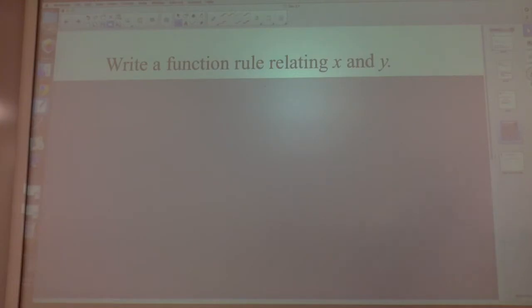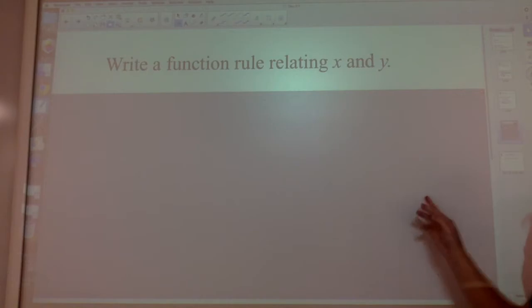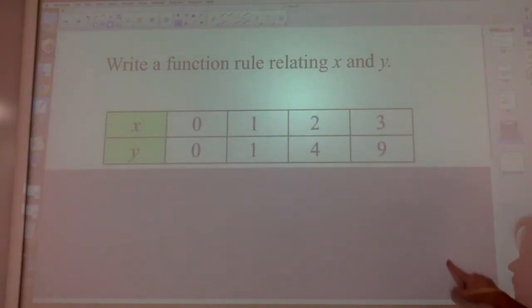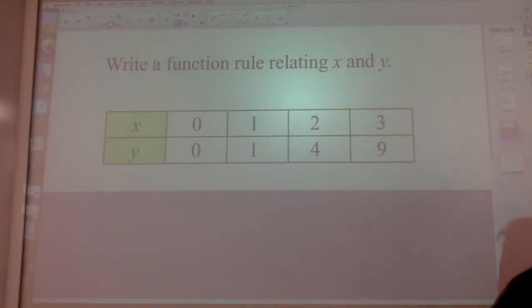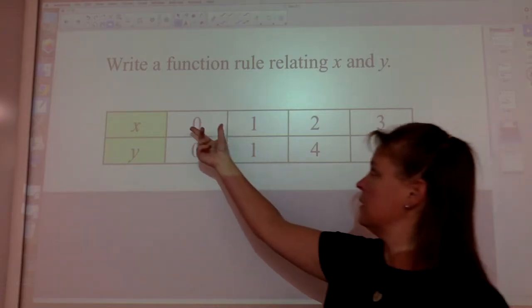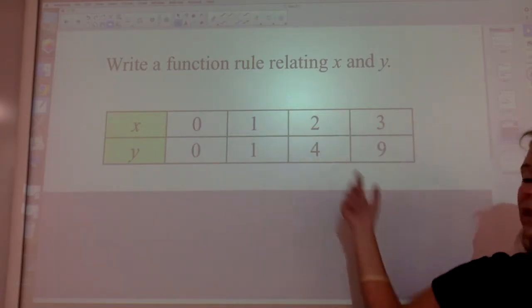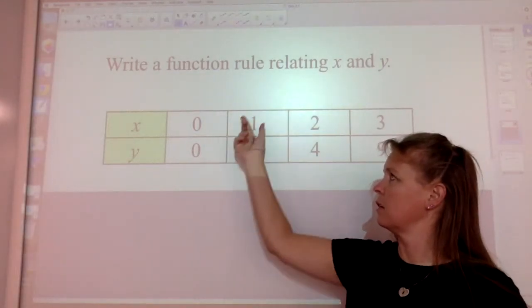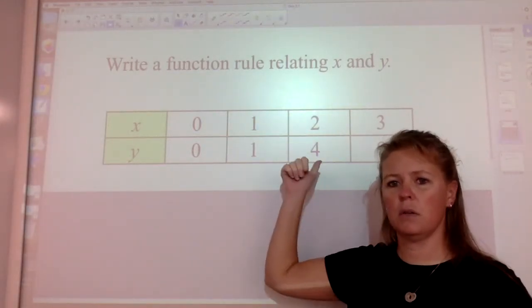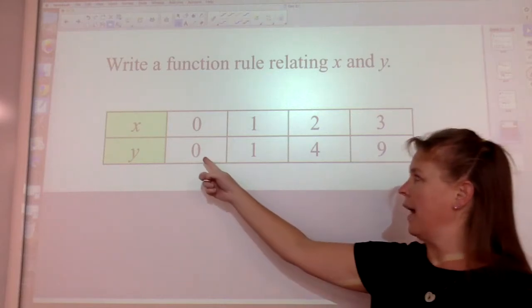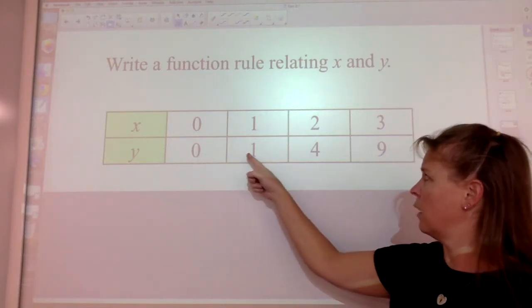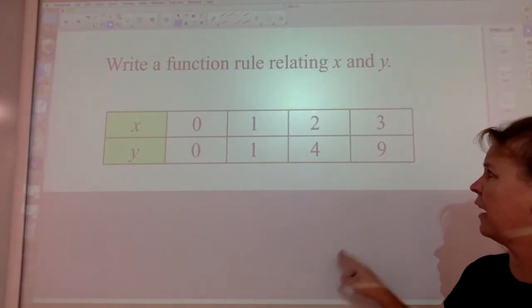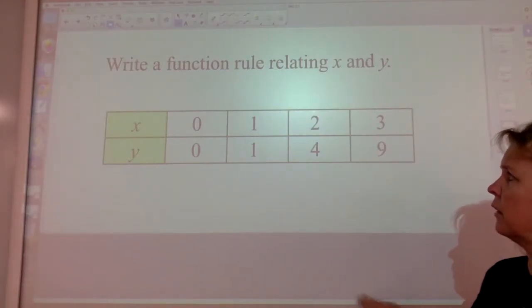Next up, along with conjectures, we're going to write a function rule. So we're going to tie this back into algebra. We do that quite often. Relating x and y. Here's your x and y. We have to try to figure out what happened to 0 and 1 and 2 and 3 that turned it into 0, 1, 4, and 9. Now those seem like a strange pattern because the 0 stayed 0, the 1 stayed 1, but the 2 didn't stay a 2 and the 3 didn't stay a 3. We could try adding: 0 plus 1, and here we added 3, and here we added 5. I don't know if that works so much.